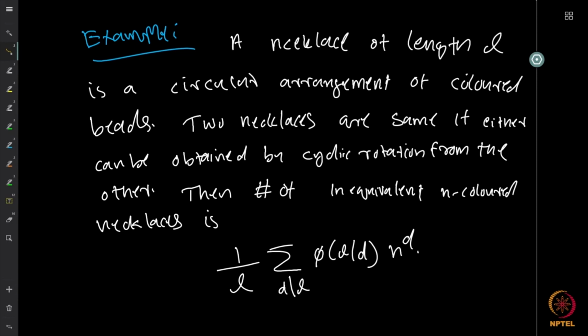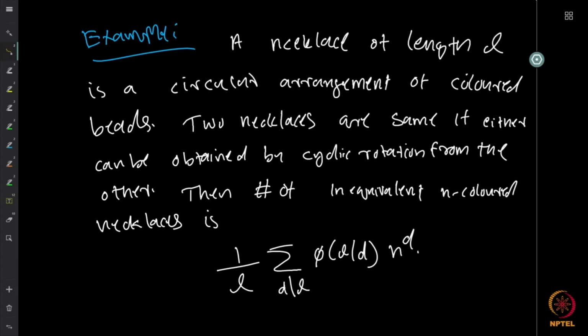Then the number of inequivalent n-colored necklaces, if you are going to color the beads with any of the n colors, is given by 1 by L summation over all d that divides L, phi of L by d, n raised to d. Okay? So this is the claim. So the number of inequivalent n-colored necklaces is given by 1 by L, where the length of the necklace is L, summation over all d dividing L, so all the divisors of L, phi of L by d. Phi is the Euler function.